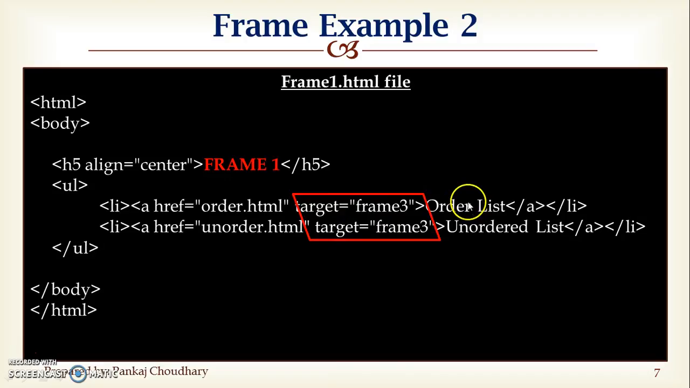When these hyperlinks are clicked, then this order.html file will open in frame 3, whose name we mentioned in the previous example, in the previous slide. The unordered.html file is also going to open in frame 3 when this unordered list is clicked by the user. So this is the frame1.html file, and this file is going to open in frame 1.